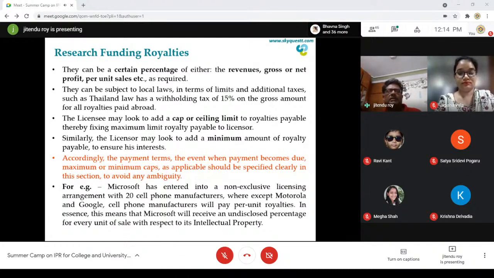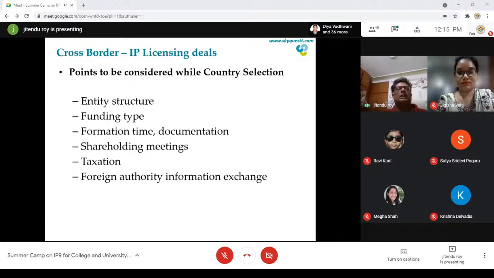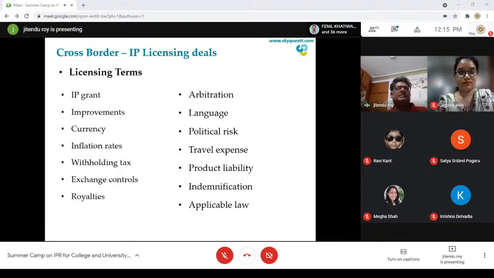I have mentioned this in bits and pieces. These are the various terms and angles you look into while you draft a license: royalties, which I mentioned, the taxation, and the currency in which the deals will happen. If it is cross border, will it be Indian rupee or dollar dealing, and who takes that risk.